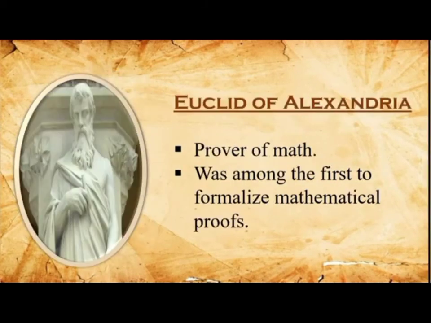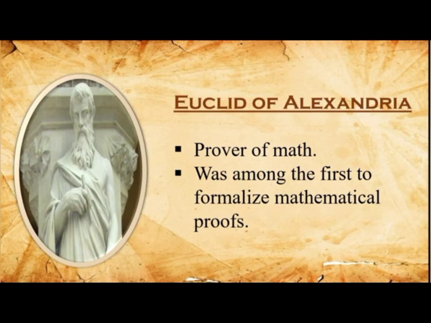Next, we have Euclid, sometimes called Euclid of Alexandria to distinguish him from Euclid of Megara. He is known as the prover of math, as he is the first to formalize mathematical proofs. In addition, he was often referred to as the founder of geometry or the father of geometry. His Elements is one of the most influential works in the history of mathematics, serving as the main textbook for teaching mathematics, especially geometry, from the time of its publication until the late 19th or early 20th century.